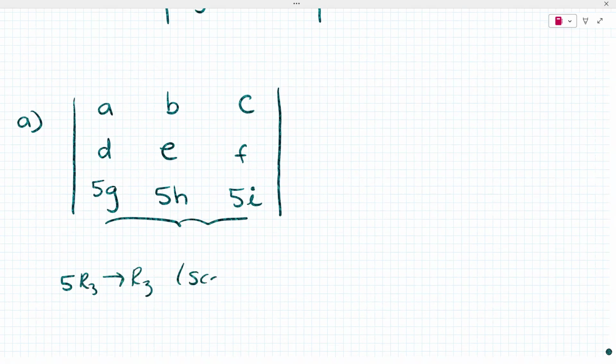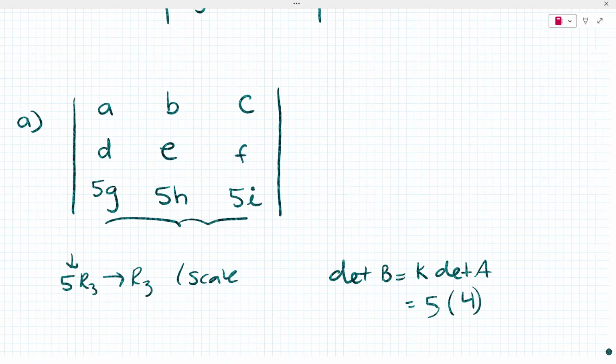That is a scale. So we said that the determinant, we're going to use this rule, the determinant of B equals K times determinant of A. And they tell us that determinant of A was 4, so that's given. So it's going to be 4. And what was our K value? 5. So we found determinant B, which is positive 20.